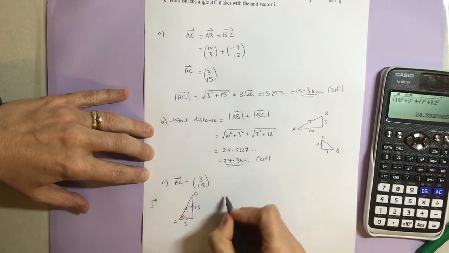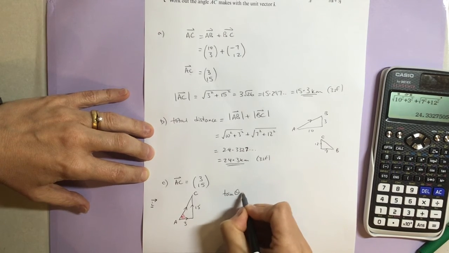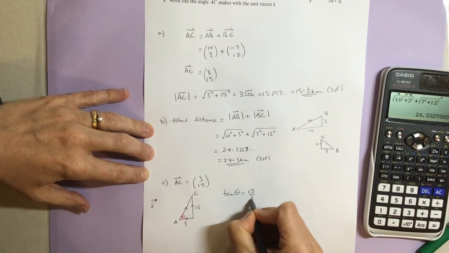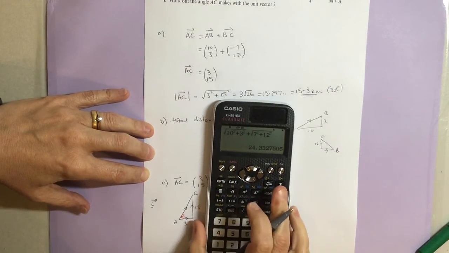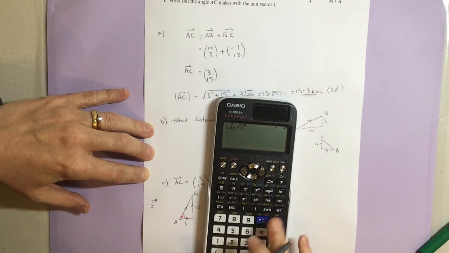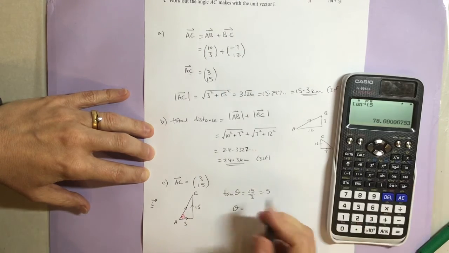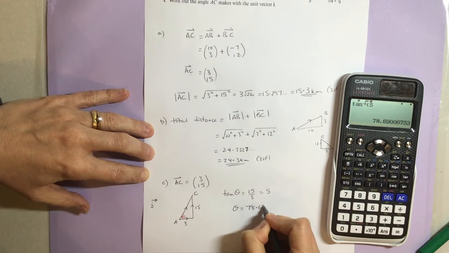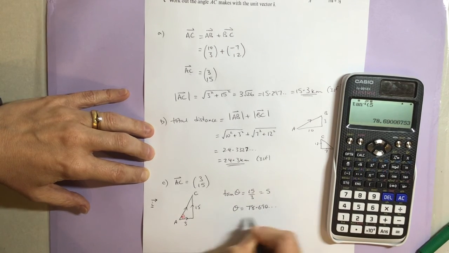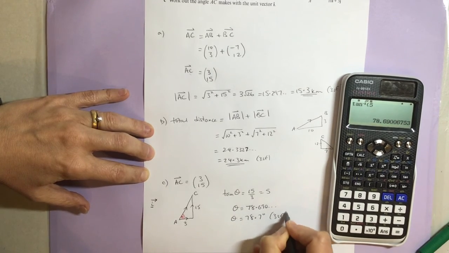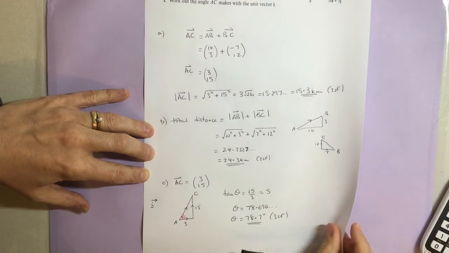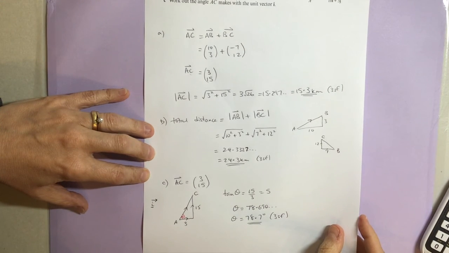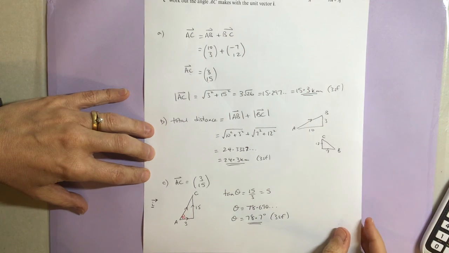Okay, so a little bit of trig, tan theta, 15 over 3. So theta inverse tan. And that's going to give me 78.69. So 78.7 degrees to 3SF. Okay, so I hope that's helped. That's 3 questions from exercise 8D, and then we're going to move on to the next mechanics chapter.